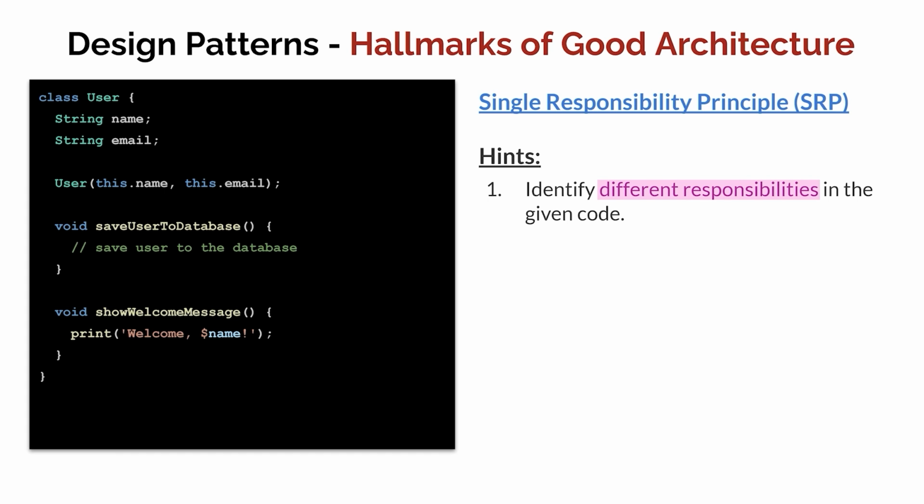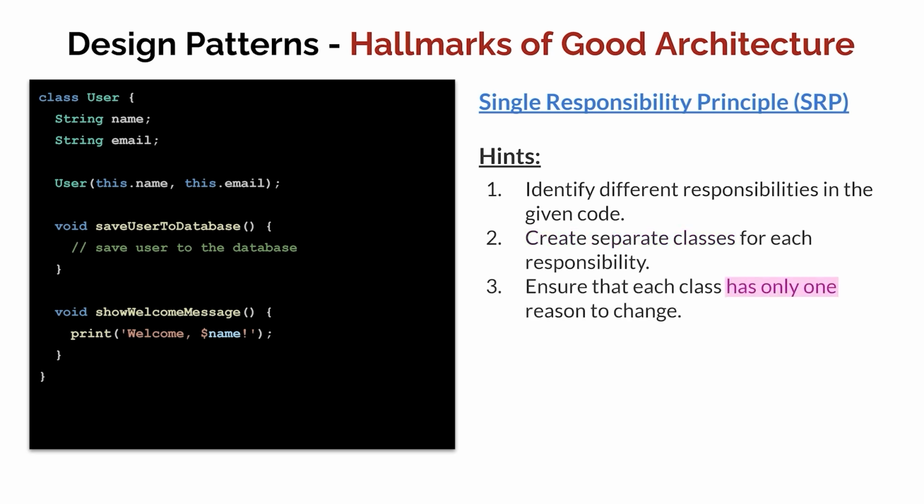Identify different responsibilities in the given code. Look at this code and ask yourself, what are the responsibilities of the User class? Next, think about creating separate classes for each responsibility that you have identified. And finally, ensure that each class has only one reason to change. Basically, what we're doing here is refactoring the User class into a set of classes that follow the single responsibility principle from the family of SOLID principles.